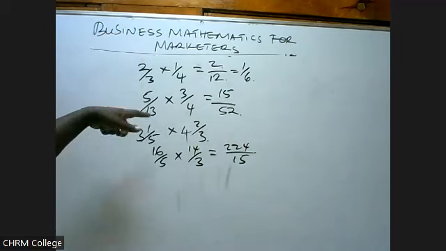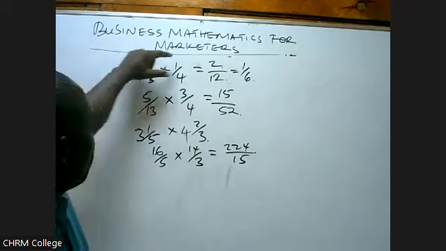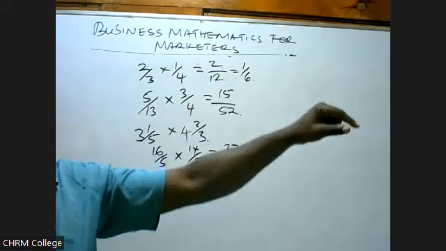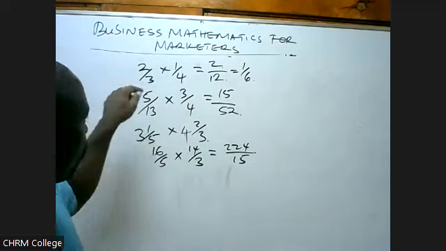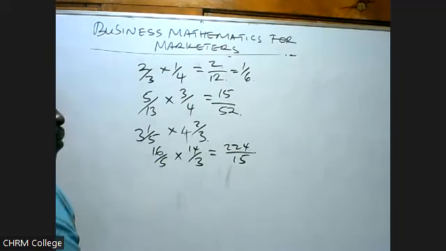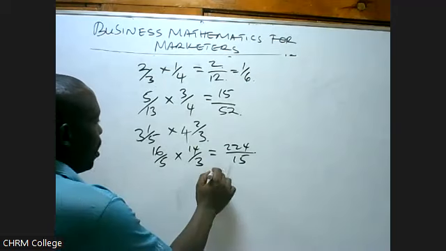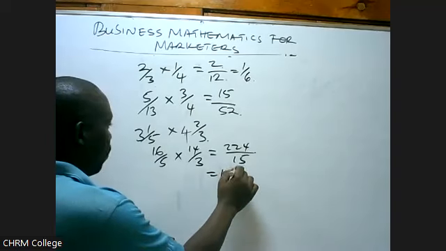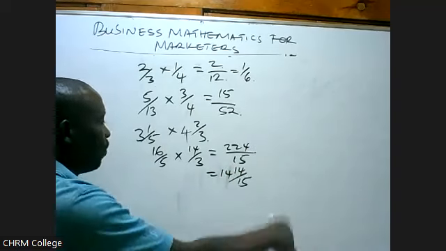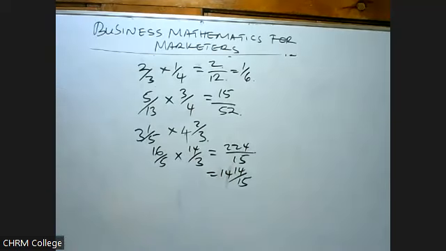Nothing more for multiplication. If they are either improper or proper fractions, multiply the numerators to get the solution for the numerator, and multiply the denominators to get the solution for the denominator. This one can be converted back into a mixed number. We get it is going to be actually 14 and 14 over 15. If you go the wrong procedure, you get that.